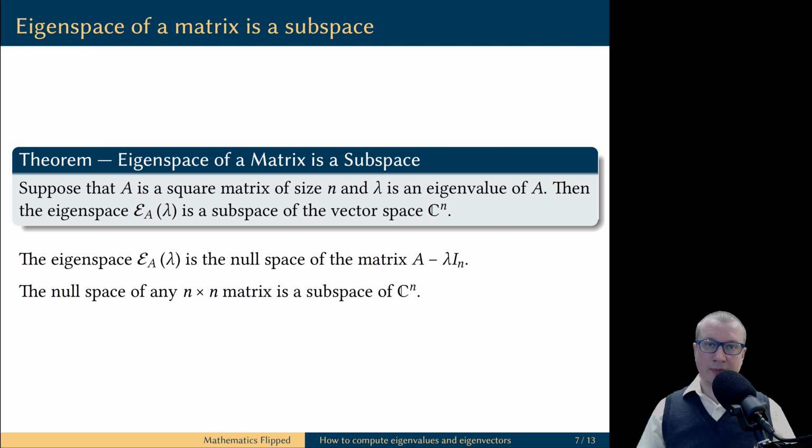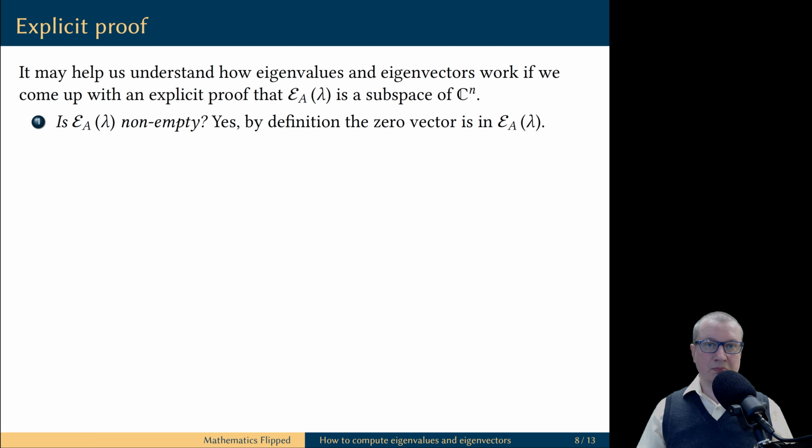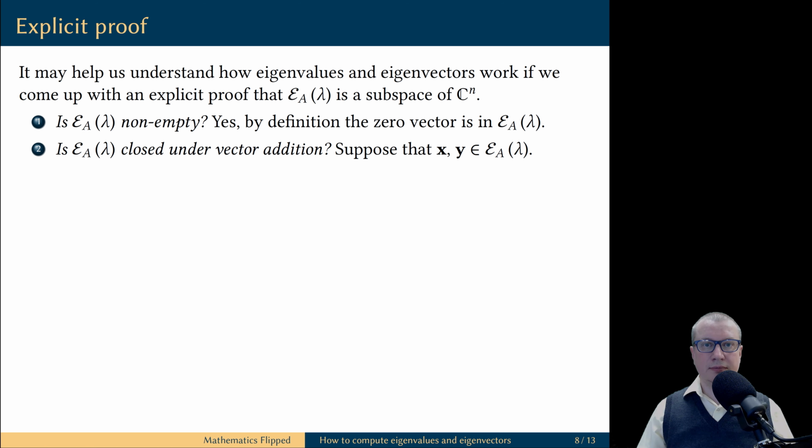But still, it might be useful to see an explicit proof of this fact to have a better understanding of how eigenvalues and eigenvectors work. So here's an alternative explicit proof which checks all subspace conditions. First, is this subset non-empty? Yes, sure. By the definition, the zero vector belongs to every eigenspace. Is it closed under vector addition? Let's take two arbitrary vectors, x and y, in this set.